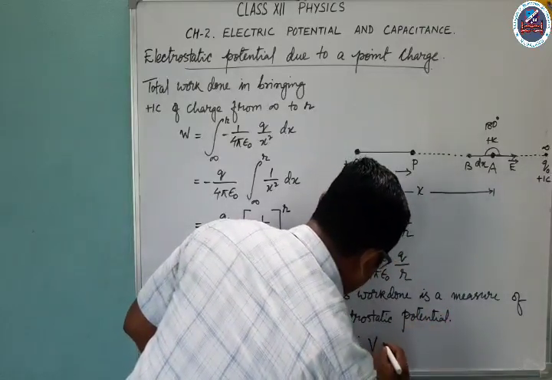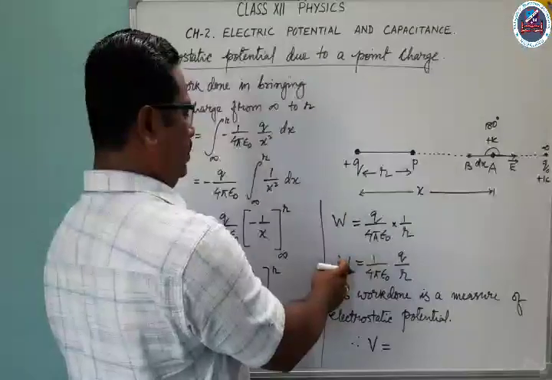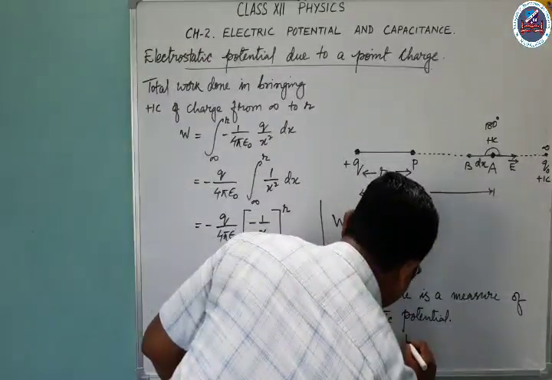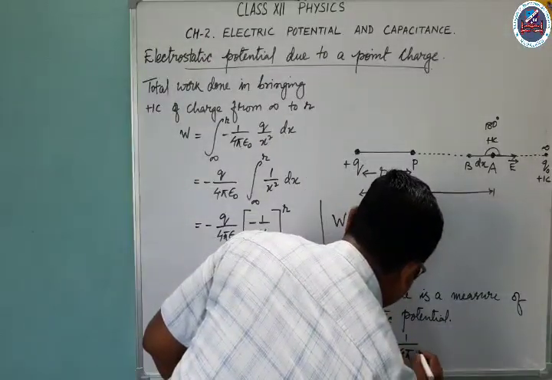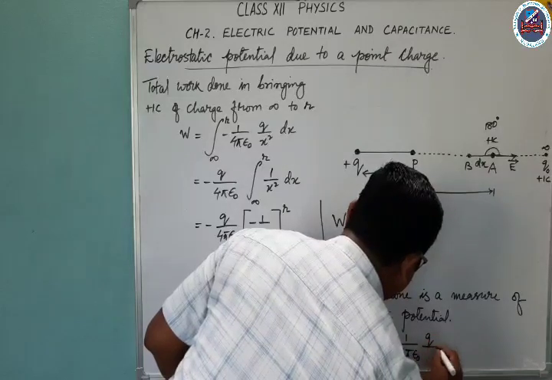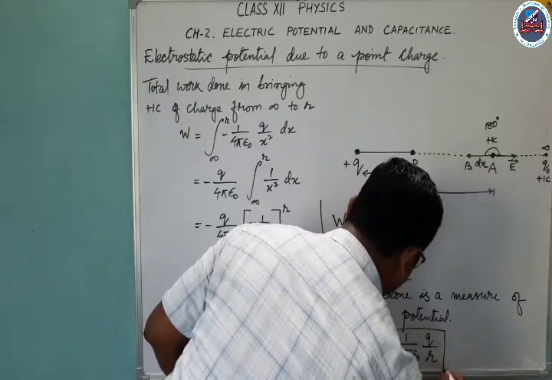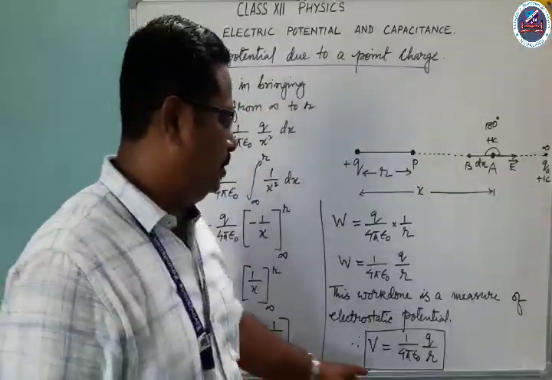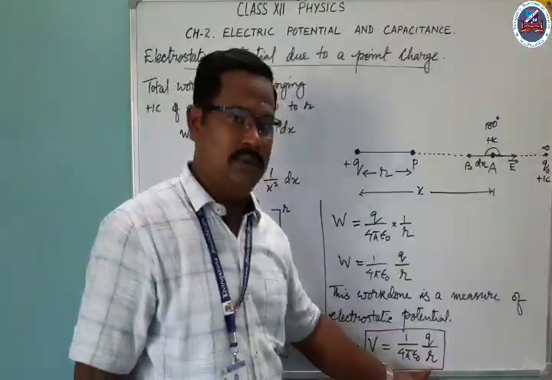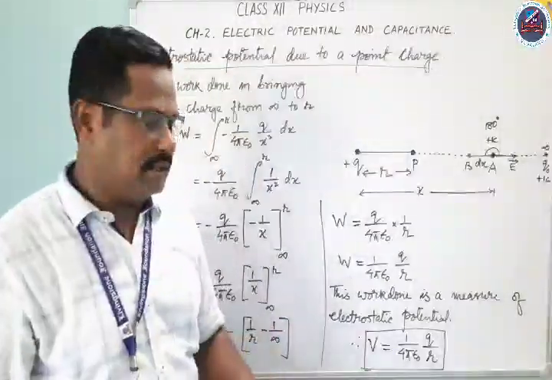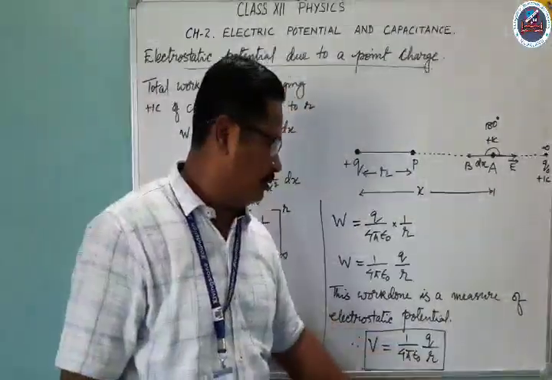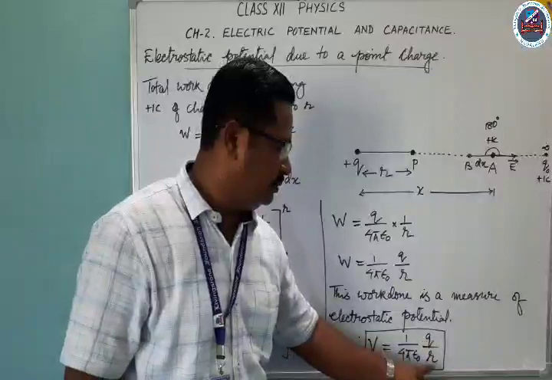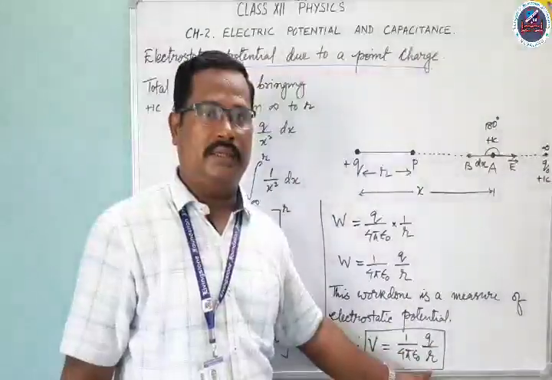Therefore, V is equal to work done. We can write it as 1 by 4 pi epsilon naught q divided by r. Like this, you can calculate the potential due to a point charge. Here you have to note it. Electric field intensity is q divided by r square, whereas electric potential is q divided by r.